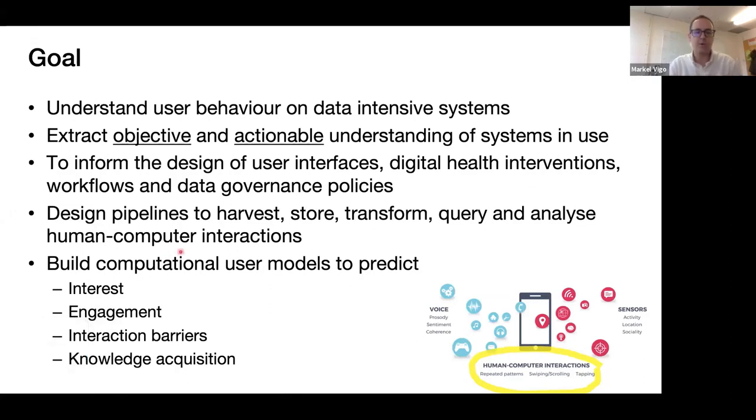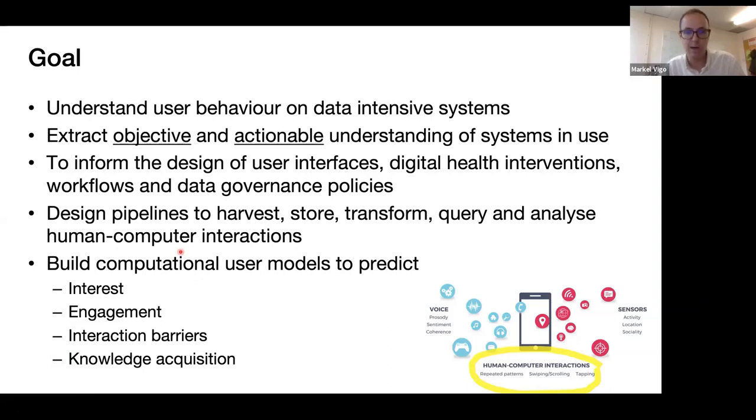So I'm interested in understanding how users behave and how users use data-intensive systems. For me, a data-intensive system is something that gets very close to data, not raw data, but something like an information dashboard or a health self-tracking ecosystem where you have the wearable, you have an app, you have a dashboard on a laptop. So very close interactions with data. And I want to understand how people interact with this data.